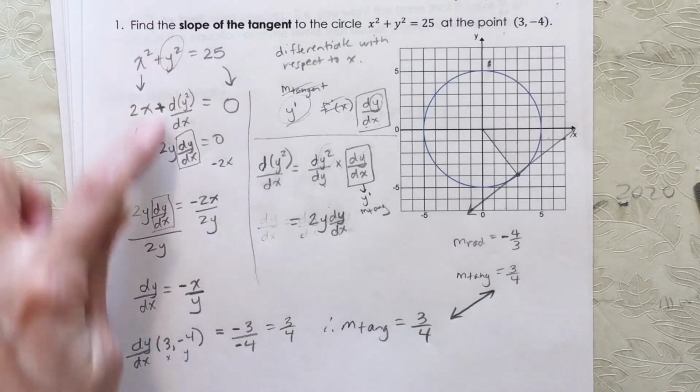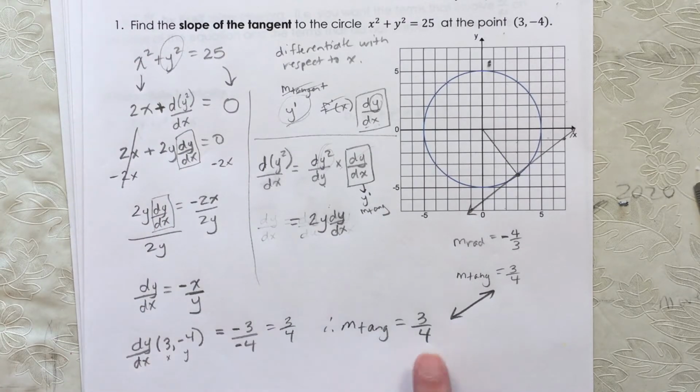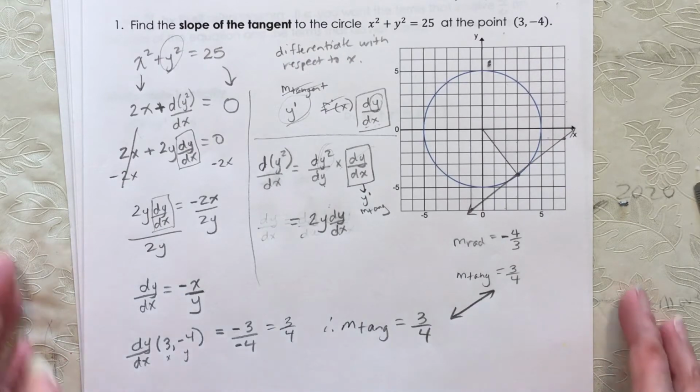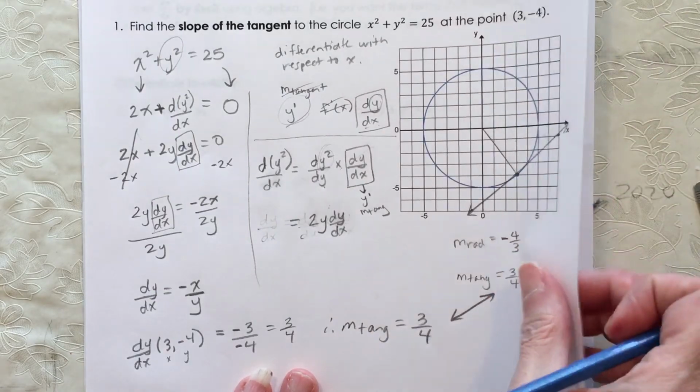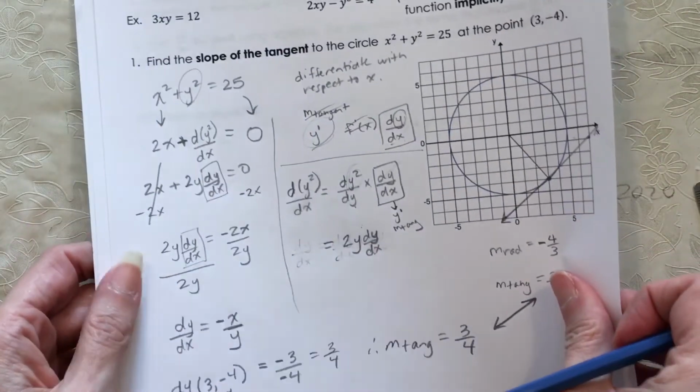Okay, so this was using implicit differentiation. This is using geometric properties. They match. And that was an example of using implicit differentiation. Okay. So we're going to do a bunch of examples until we get good at doing this as well.